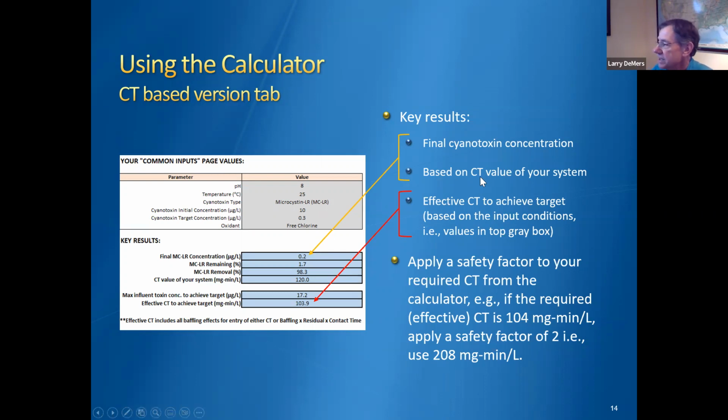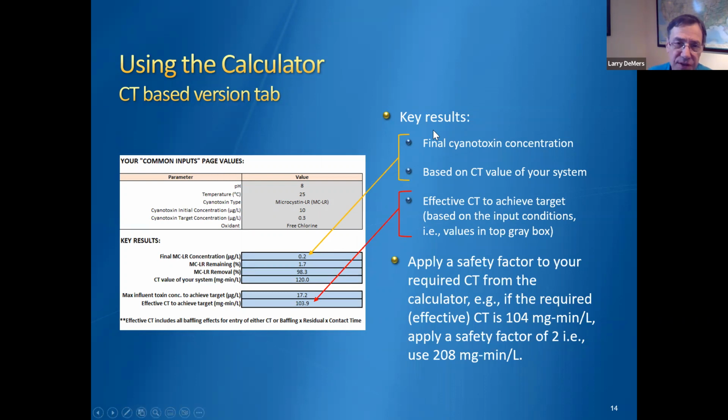And that's based on the CT value of your system. So if you entered a CT number into the spreadsheet and an initial concentration of toxin, in this case, we look up here in the gray box, it was 10 micrograms per liter. Under those conditions, it said it would get you down to a 0.2. And we'll reference these numbers relative to the health advisory when we do the workshop.